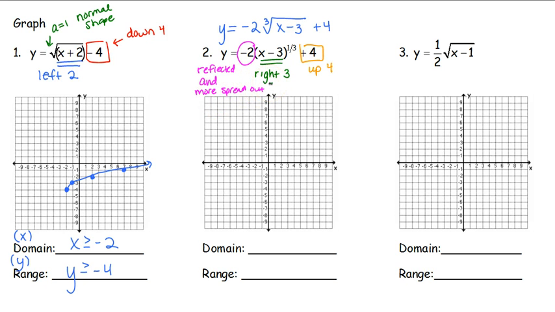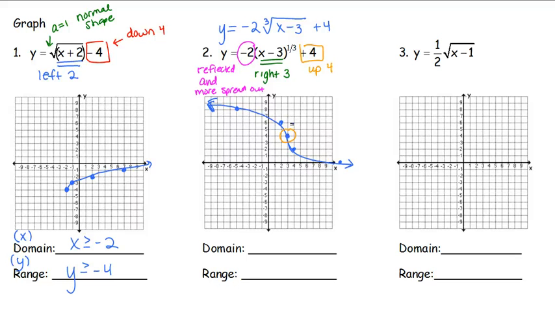Okay, so I want you to take all this information and see if you can graph your equation correctly. So go ahead and press pause. All right, make sure that you have good points on your graph. We moved our starting point from 0, 0. We went right 3, and we went up 4. So we see that our starting point is in the correct spot.